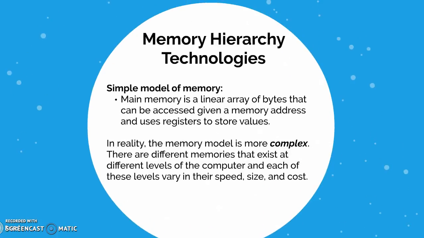In the beginning, we had a simple model of memory, which consisted of the main memory being a linear array of bytes that can be accessed given a memory address, and which uses registers to store values. In reality, the memory model is way more complex. There are different memories that exist at different levels of the computer, and each of these levels varies in size and cost. Now we are going to go into more detail on the hardware side of these types of RAM memories.